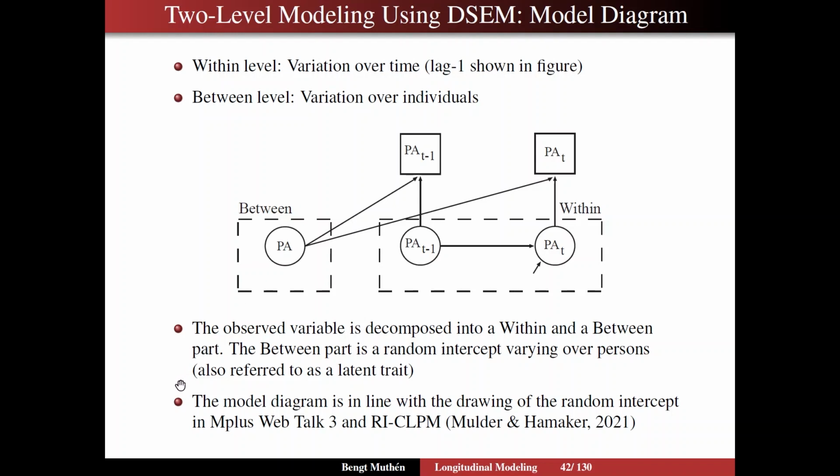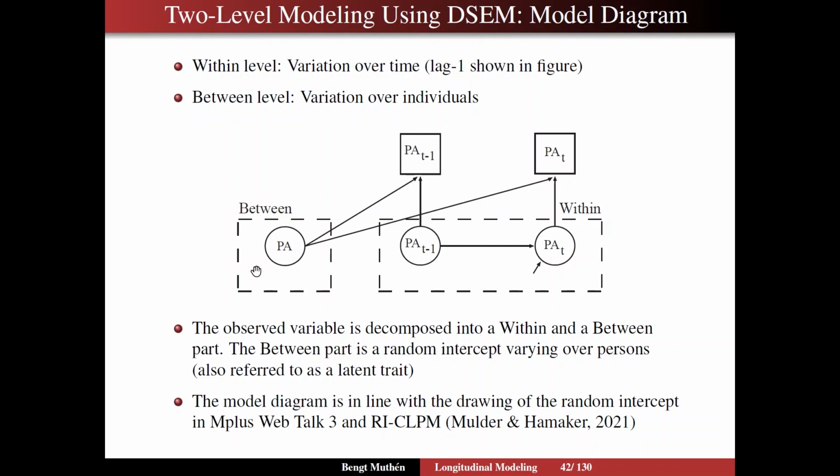So this model diagram is drawn in line with cross-lagged panel modeling with random intercept, RI-CLPM. See it, for instance, in the Mulder and Hamaker paper from 2021. That's on our website under RI-CLPM. So we break out the between level random intercept here, influencing both time points, and show it explicitly influencing those variables.